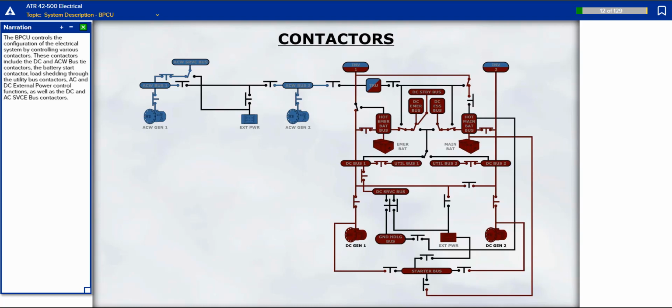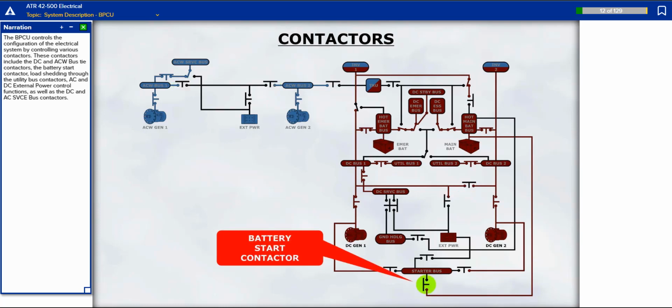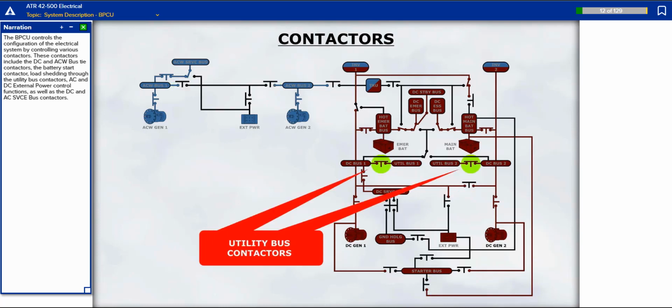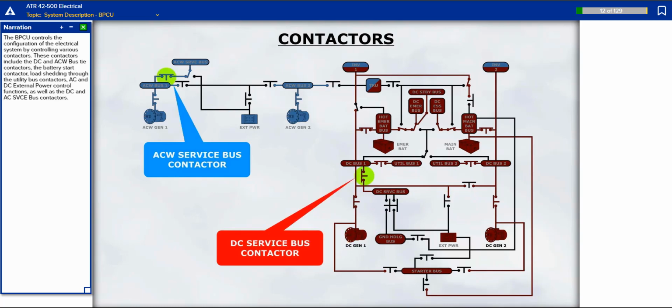The BPCU controls the configuration of the electrical system by controlling various contactors. These contactors include the DC and AC wound bus tie contactors, the battery start contactor, load shedding through the utility bus contactors, AC and DC external power control functions, as well as the DC and AC service bus contactors.